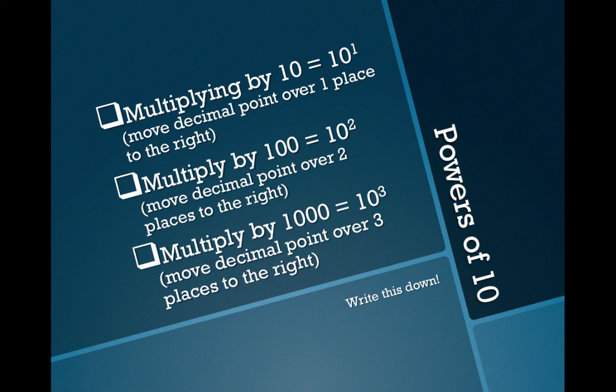When we multiply a number by 100, that's saying that we multiply it by 10 to the second power. That just means we move the decimal point over 2 places to the right. And finally, when we multiply it by 1,000, that's the same as multiplying it by 10 to the third power, and we move the decimal point over 3 places to the right. So that's how moving our decimal point over to make our divisors whole numbers ties in with powers of 10 and multiplying by thousands, hundreds, and tens.